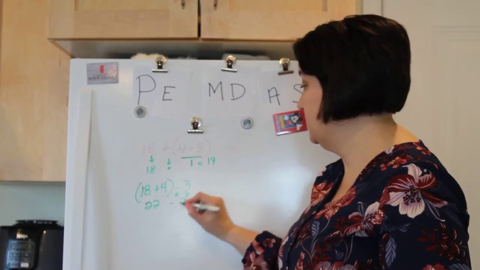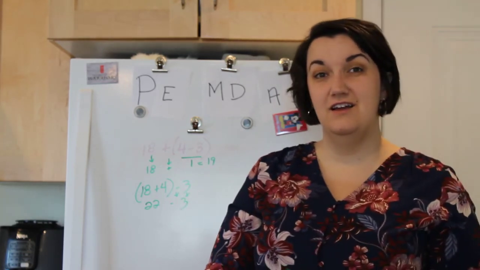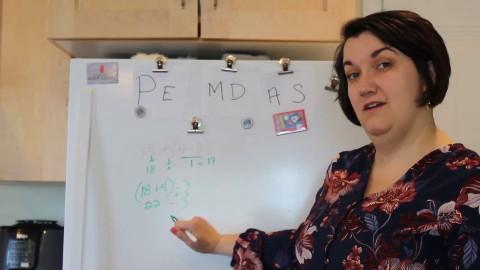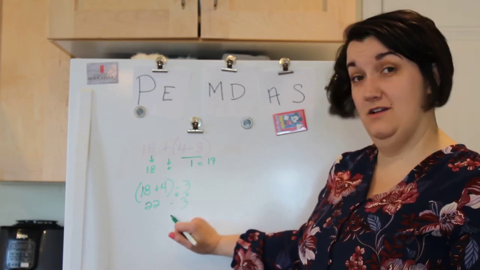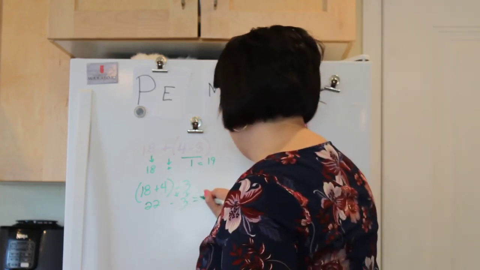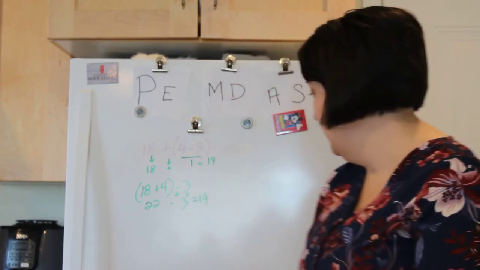So 22 minus 3 equals? 25. Minus 3. Oh, minus 3. 19. Exactly. Good job. 19. Way to be persistent. All right.